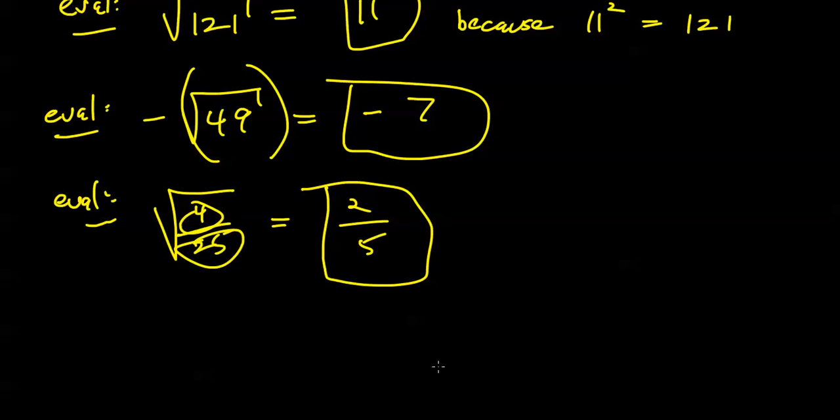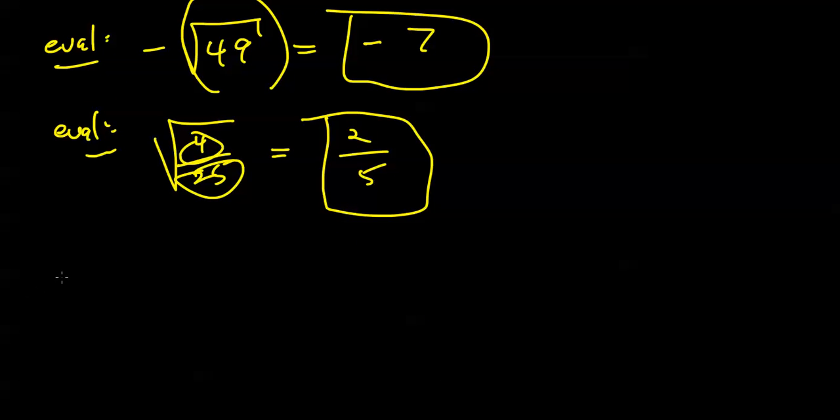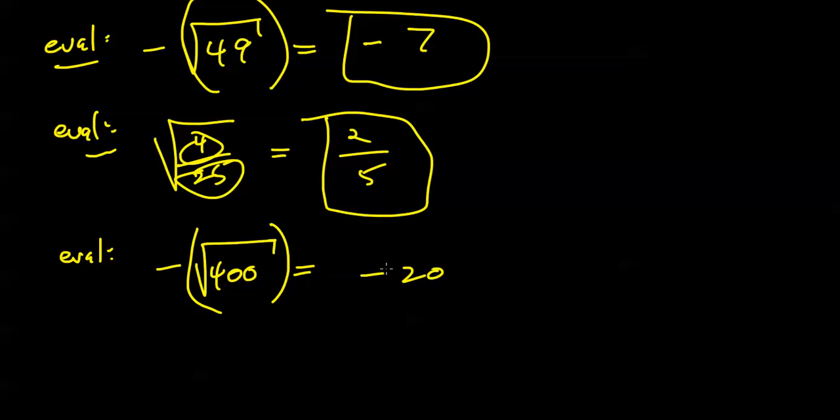One more root. Evaluate minus square root of 400. Well, the square root of 400, I believe that's 20, is it not? 20 times 20 is 400. And minus the square root of 400 would be minus 20 then. Alright.